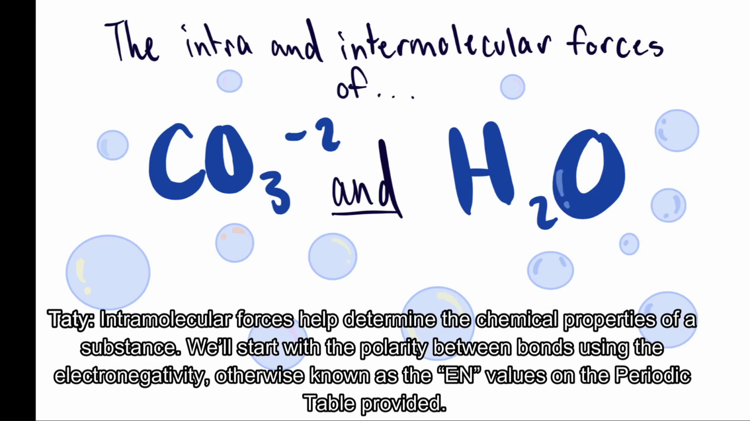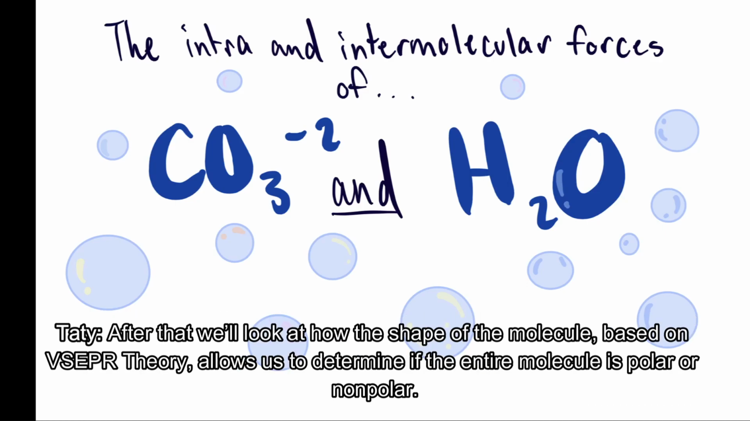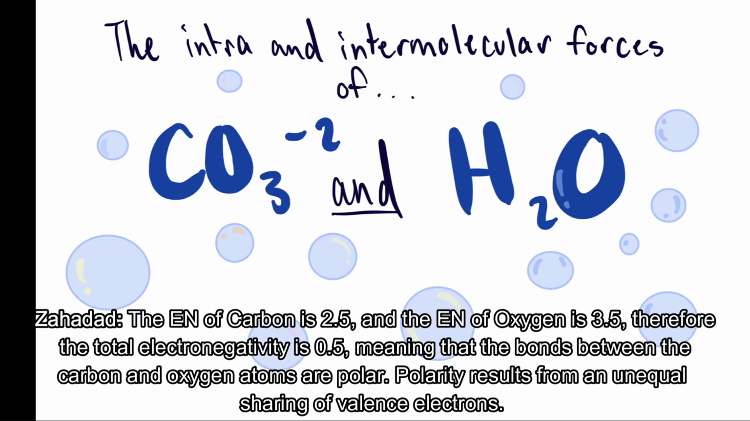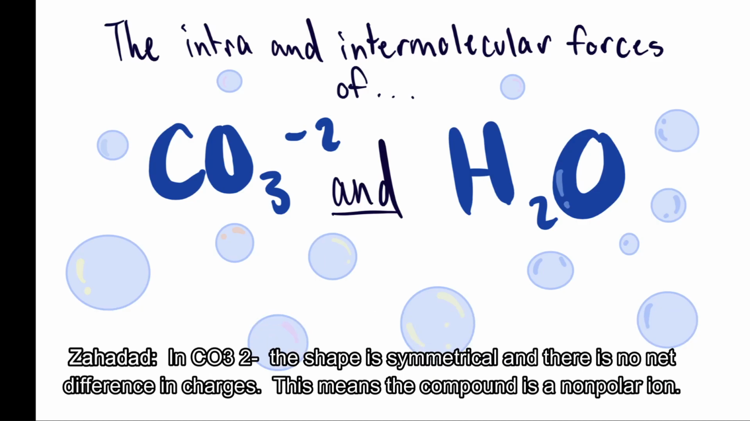We'll start with the polarity between bonds using the electronegativity, otherwise known as the EN values on the periodic table provided. After that, we'll look at how the shape of the molecule, based on VSEPR theory, allows us to determine if the entire molecule is polar or nonpolar. The EN of carbon is 2.5, and the EN of oxygen is 3.5. Therefore, the electronegativity difference is 1.0, meaning that the bonds between the carbon and oxygen atoms are polar. The polarity results from an unequal sharing of valence electrons.